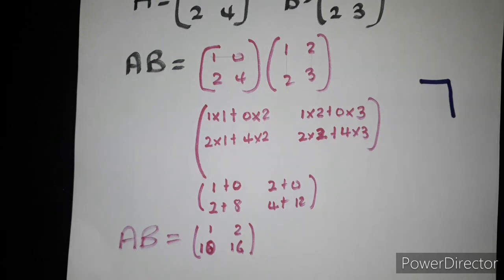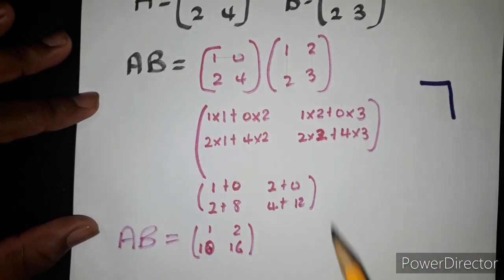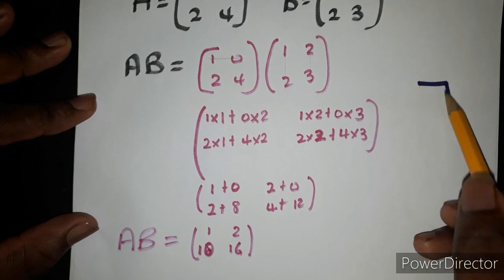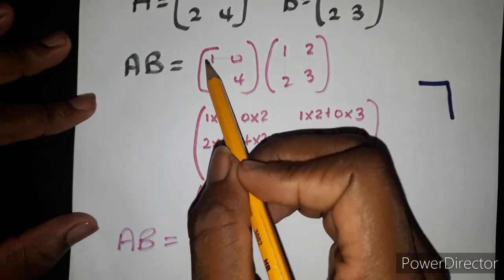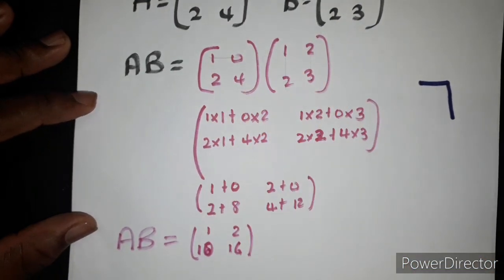So let me just go over that again. It's row by column, like the letter 7. Row by column. Each row by each column.